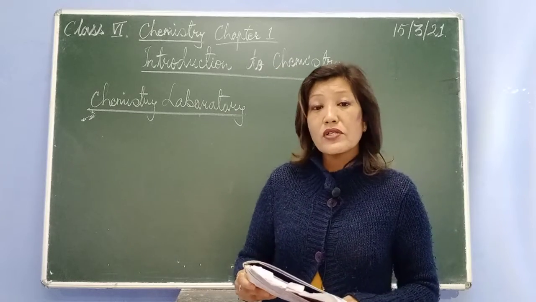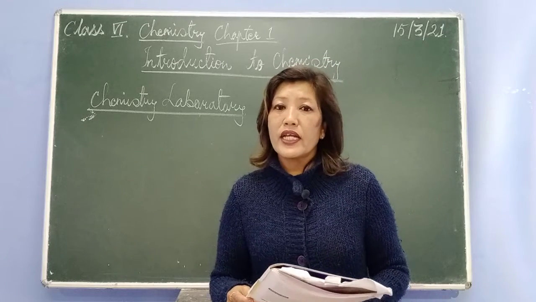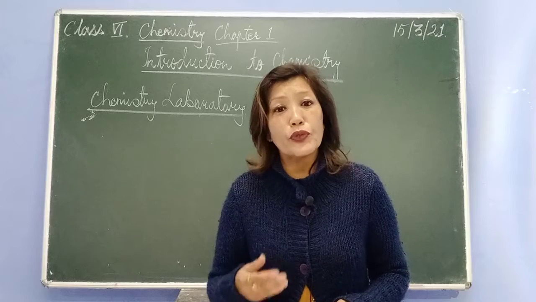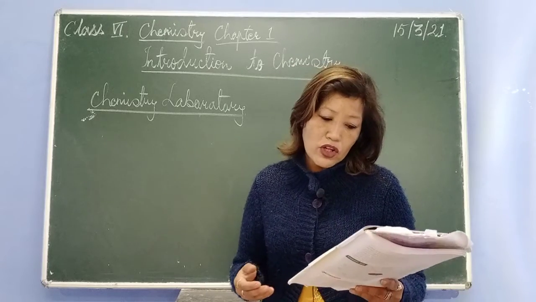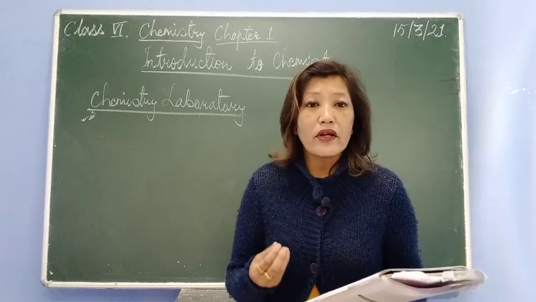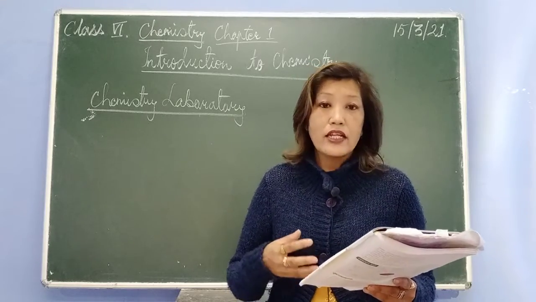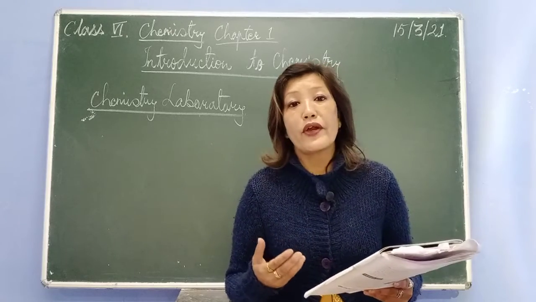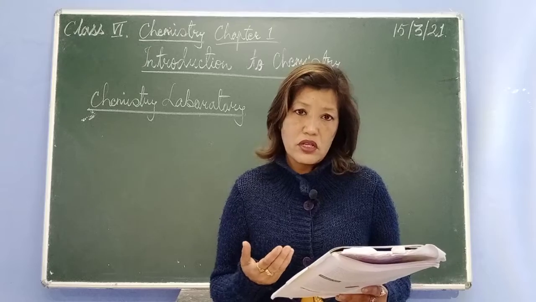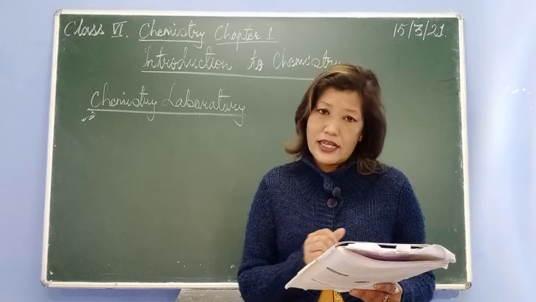So there are some safety rules which you need to follow while working in the chemistry lab or while doing your experiments. So what are those safety precautions? You must wear a lab coat, okay, to protect your clothing, and you need to protect your eyes also, and for that you can wear safety goggles, but you should not wear contact lens.